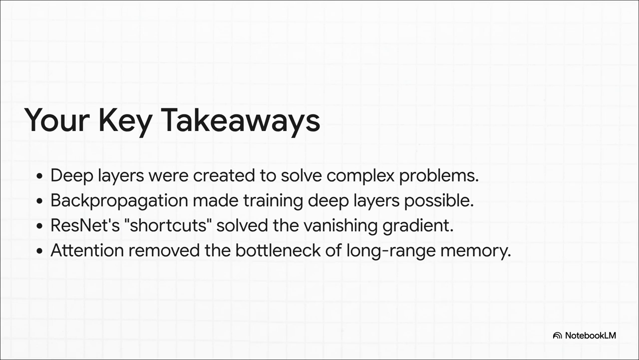So let's just do a quick recap of this whole journey. It's really a story of one problem leading to one solution, over and over again. We needed deep layers to solve tough problems. Backpropagation was the engine that let us train them. When they got too deep and broke, ResNet's simple shortcuts fixed the vanishing gradient and allowed for massive scale. And finally, to really conquer language, the attention mechanism broke that final bottleneck of memory, leading us straight to the incredible AI we have today.